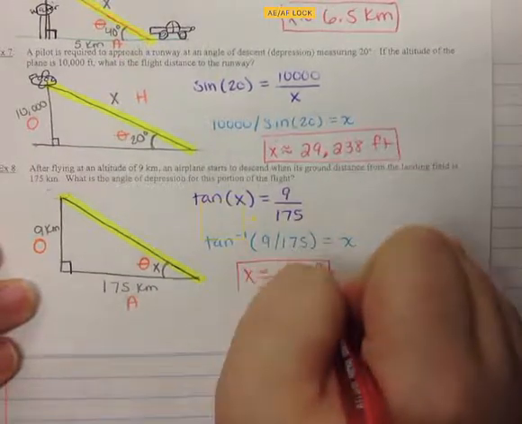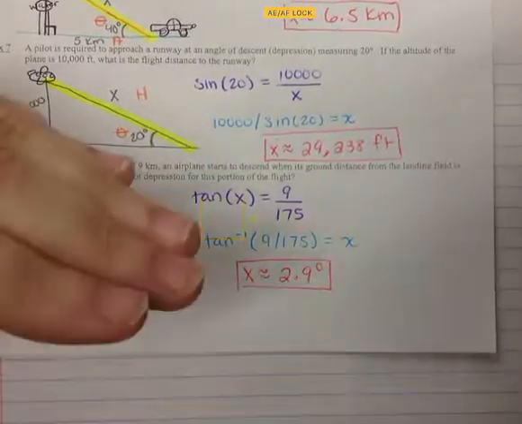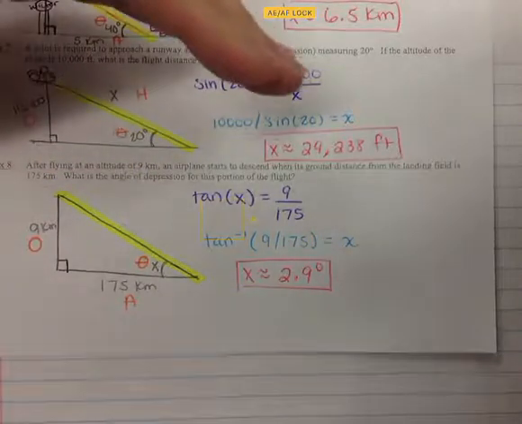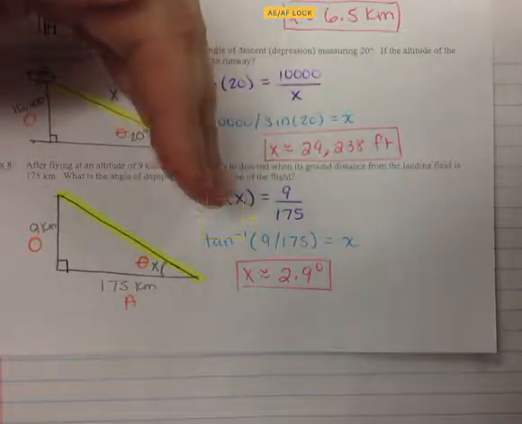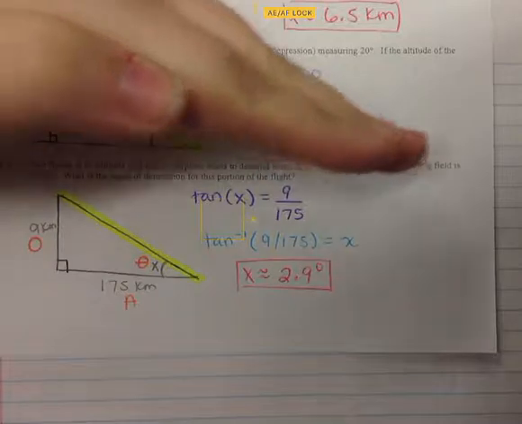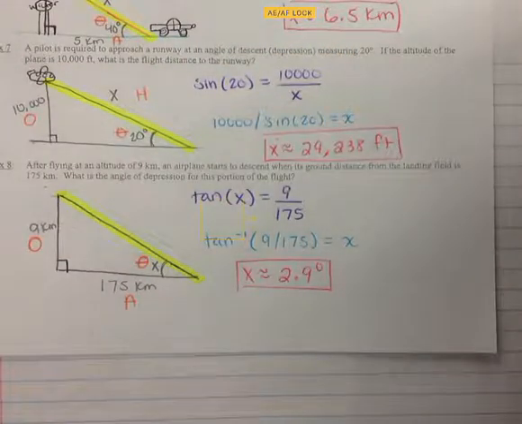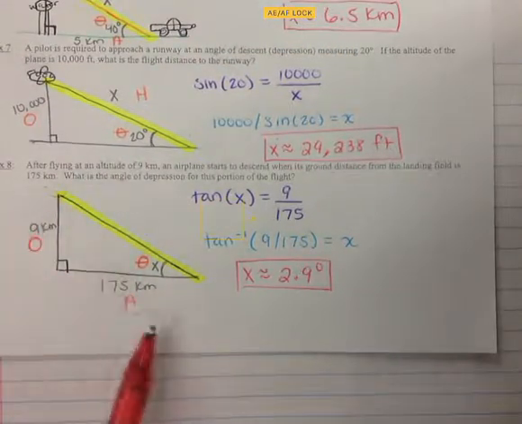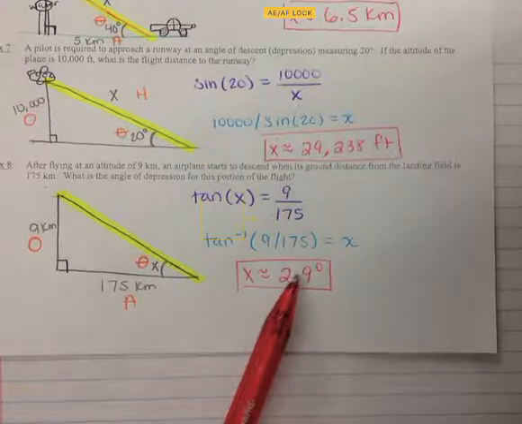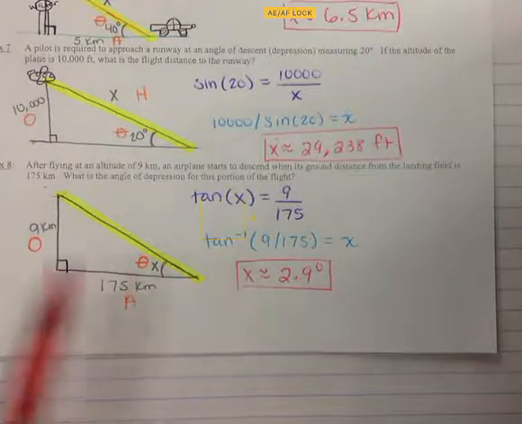And if you think about an airplane descending, it doesn't want to descend too quickly, so not too steep. It wants to descend at a nice small degree so it doesn't stall and so it doesn't crash. So a small degree like that will make sense for a plane descending.